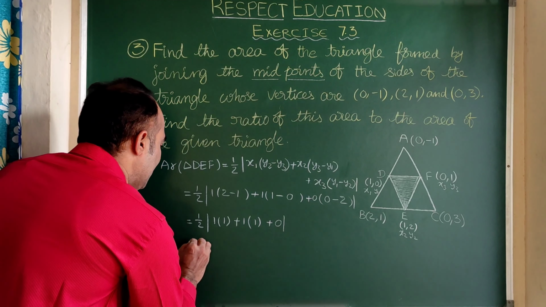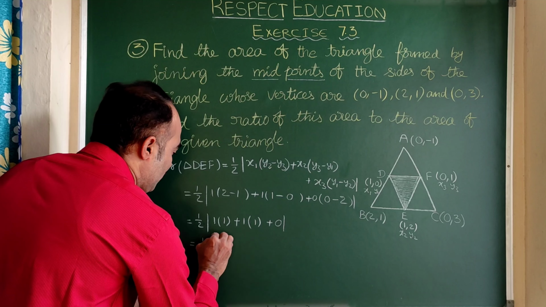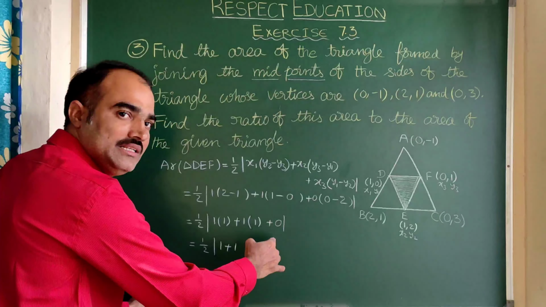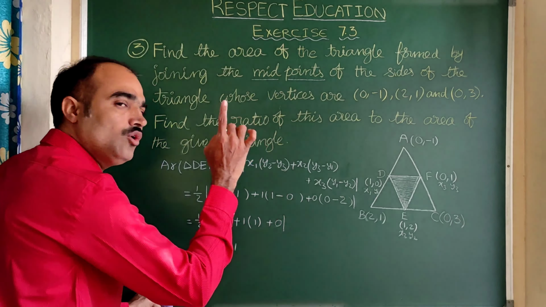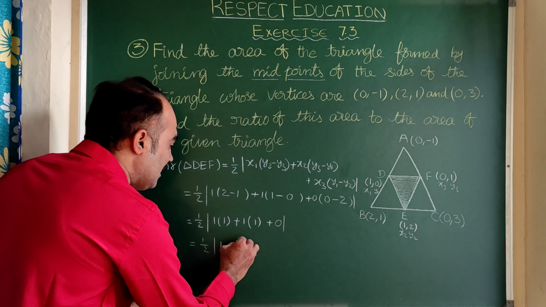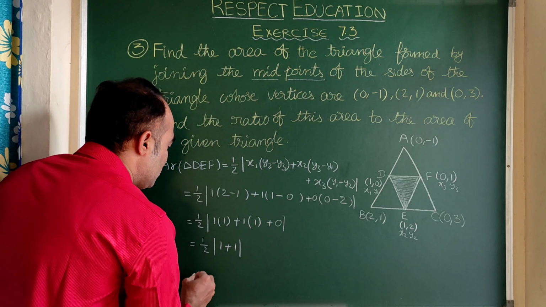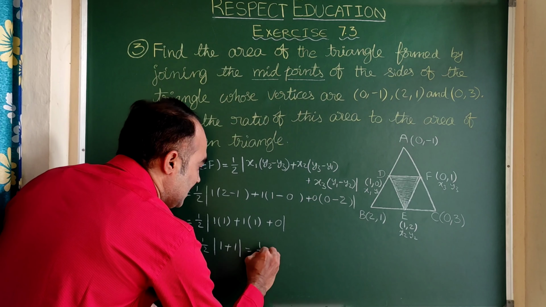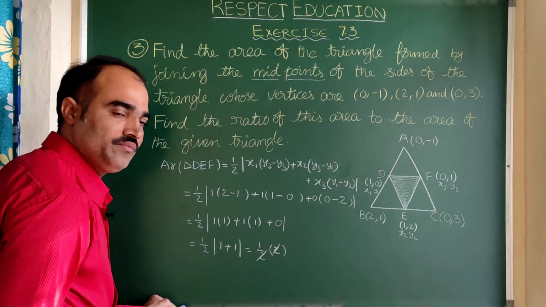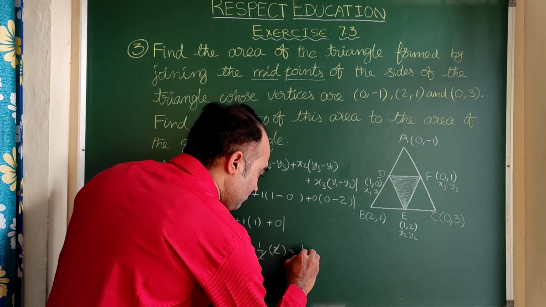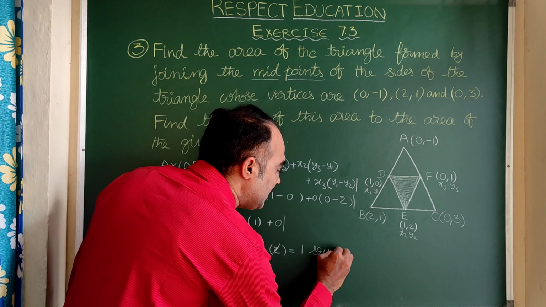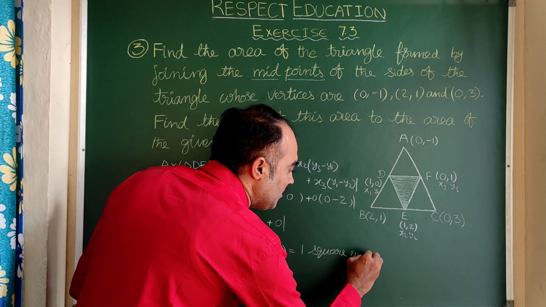So on simplification we get 1 by 2 into 1 times 1 plus 1 times 1 plus 0. Plus 0 has no value. If you write it or don't write it, no problem, because 1 plus 1 is 2, 2 plus 0 is 2 only. So on simplification we get 1 by 2 into 1 plus 1 is 2. Let us cancel 2 and 2. So here we get answer 1. Since it is area, we need to write square unit, 1 square unit.